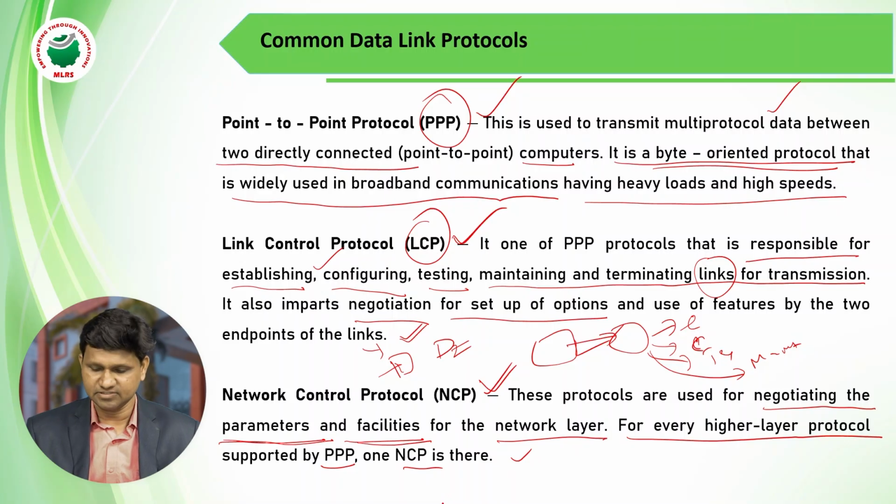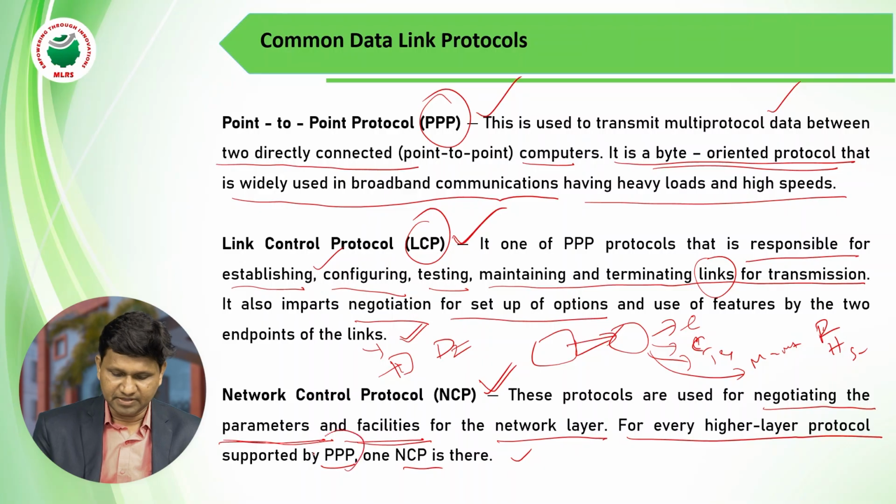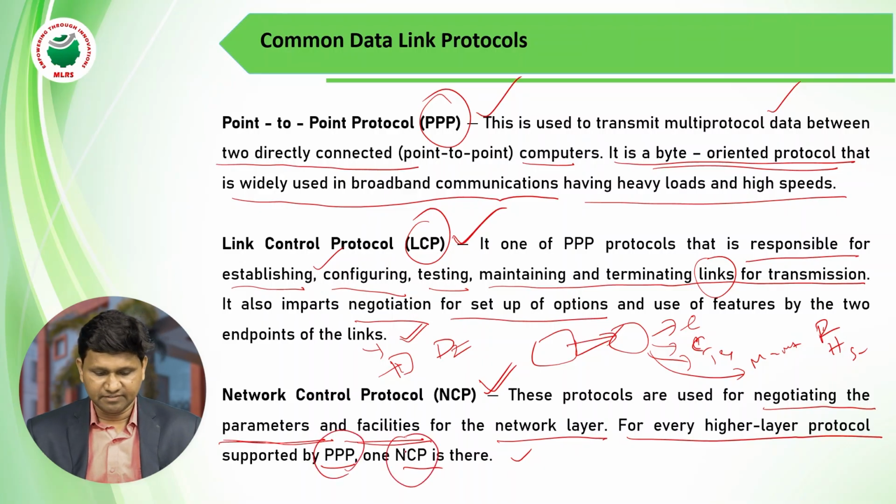What are the facilities? Obviously we may use routers, hubs, and switches. These are a few of the network layer components or facilities we may use in those cases. So the point to point protocol and the network control protocol we may use.